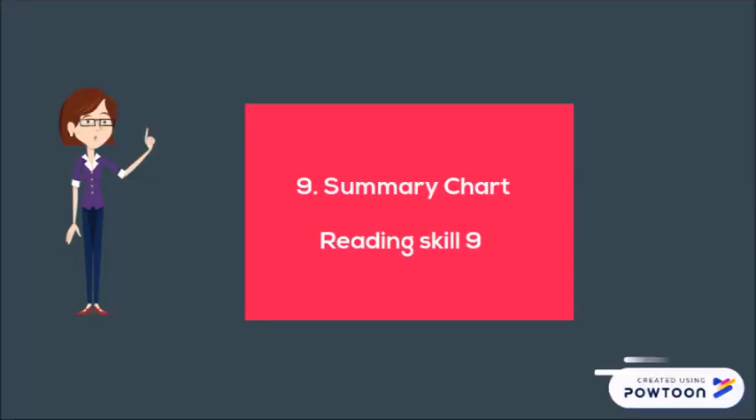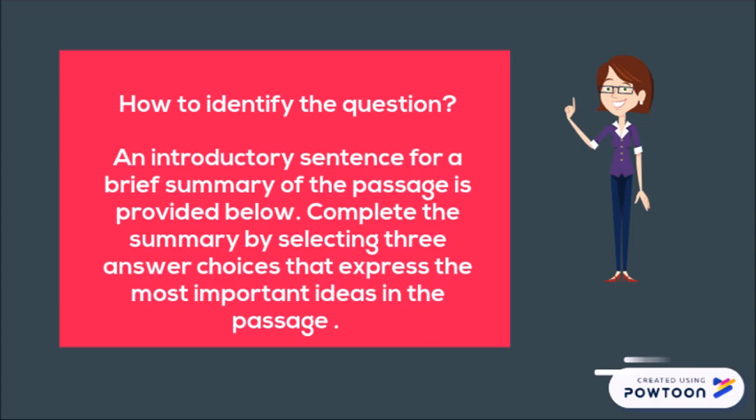Number 9. Summary chart. How to identify this question? "An introductory sentence for a brief summary of the passage is provided below. Complete the summary by selecting 3 answer choices that express the most important ideas in the passage." In this type of question, we need to read the thesis statement and the first sentence of each paragraph. Of course, we need to take notes. Then we need to go to the answers and eliminate choices. We need to remember that there are 3 correct answers. According to the notes that you take, we need to choose the correct options.